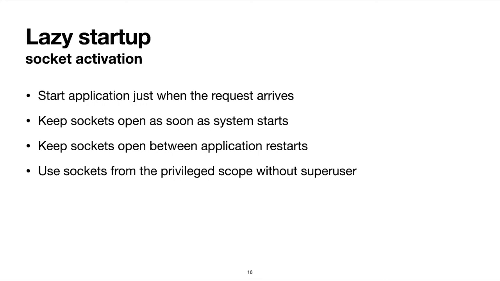Also, we can use sockets under 1024 without running our application as a super user, which is very useful for running an Elixir or Erlang application without running any additional reverse load balancer. So we can just receive our request directly on port 80 or 443 for HTTPS.